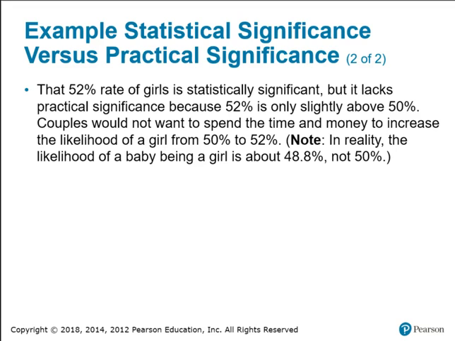The 52% rate of girls, while it's statistically significant, lacks practical significance. 52% is only slightly above the 50%. Couples who are thinking about using this product should probably pass. And actually, they've done a little bit of figuring for us. The likelihood of a baby being a girl is about 49%. So it's slightly more likely that you're going to wind up with a boy than a girl. But again, in terms of 100, if you have 50-50 or if you have 49 and 51, those aren't big numbers to be different by.